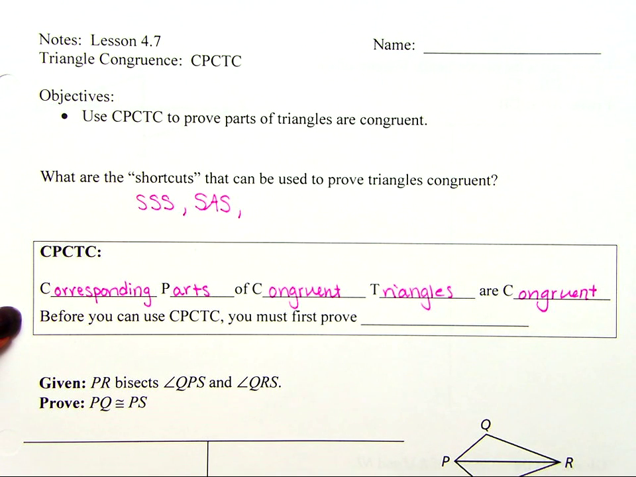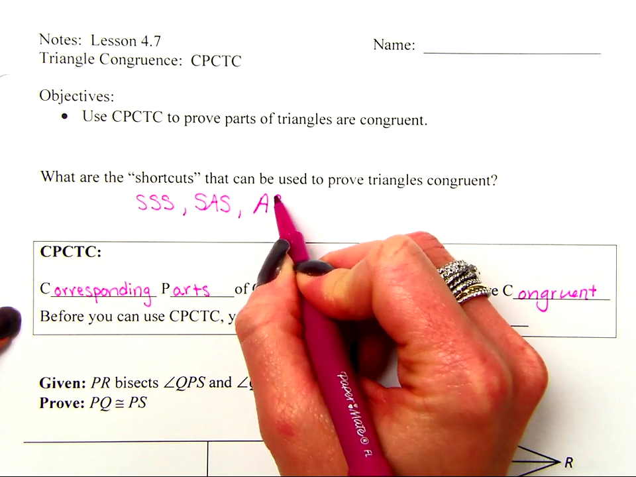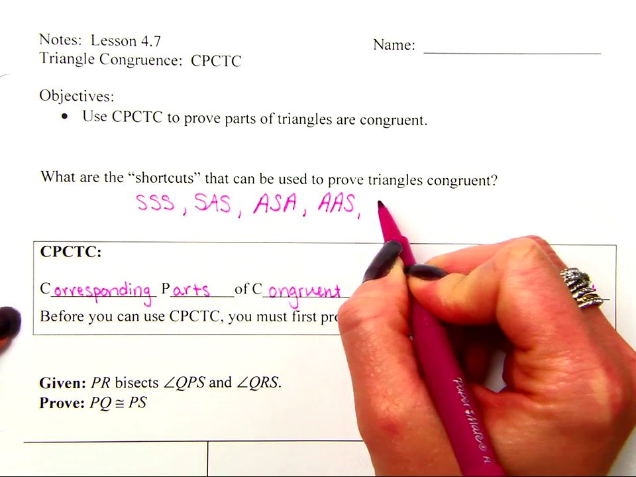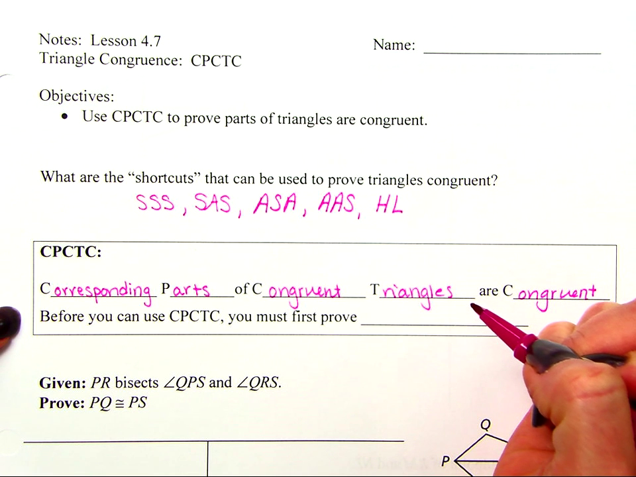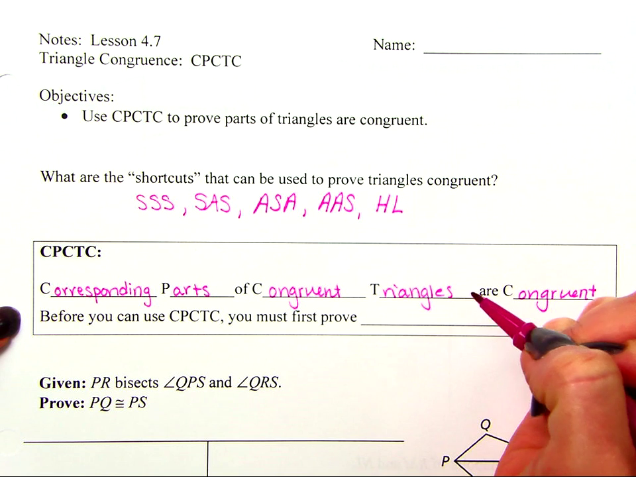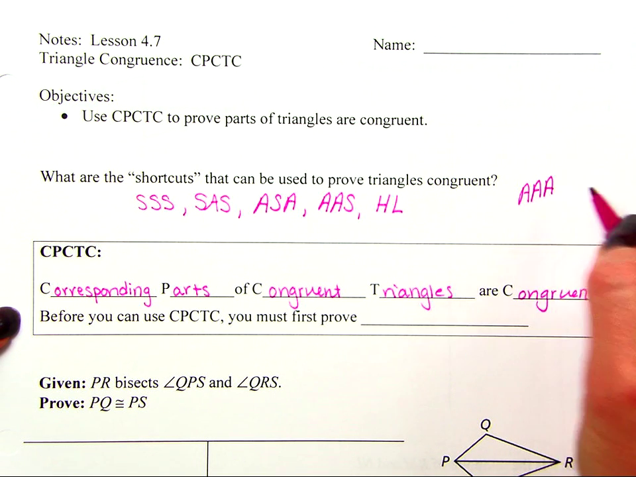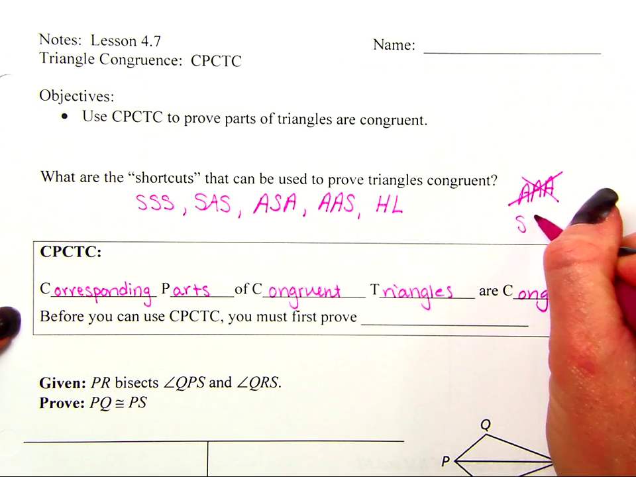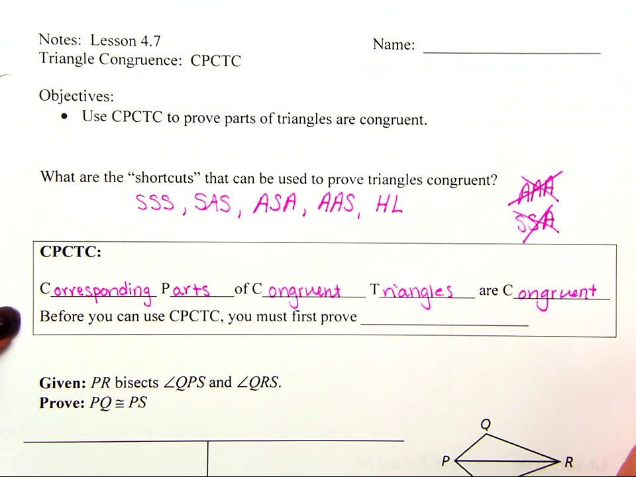In addition to that, in lesson 4.6, we said that we could also use the shortcuts of angle, side, angle, angle, angle, side, and finally, hypotenuse, leg. Now, not every combination will work to prove triangles congruent. So we had also discussed that angle, angle, angle is not going to prove our triangles congruent, as well as side, side, angle is not going to prove our triangles congruent.